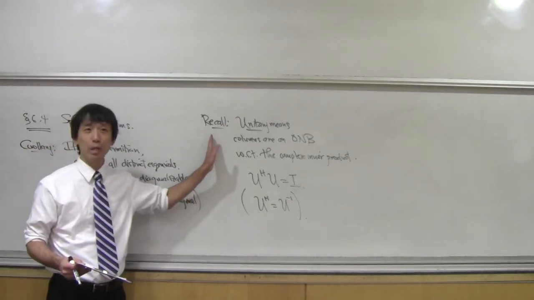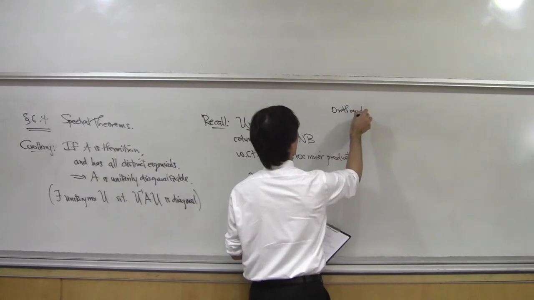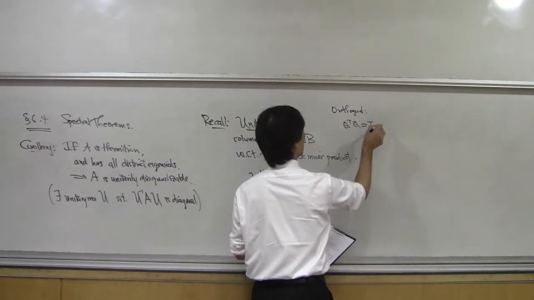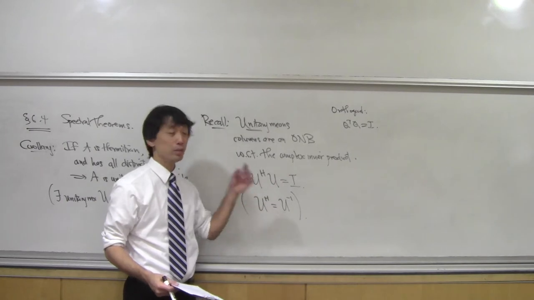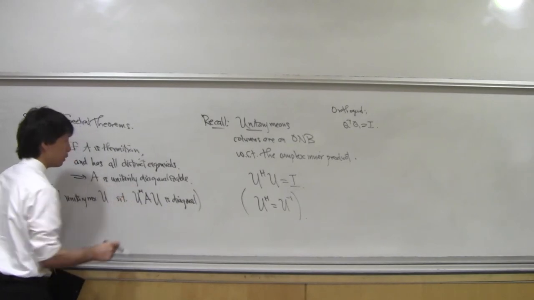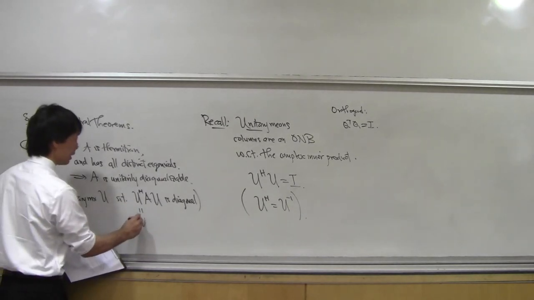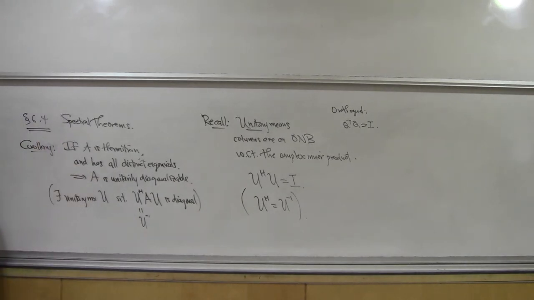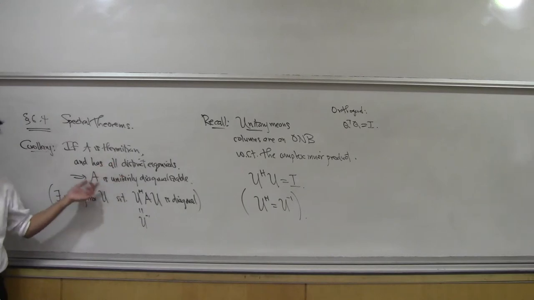Just like remember the orthogonal matrices? Orthogonal matrices meant that Q transpose Q was the identity matrix. And now we've got these complex matrices. The conjugate transpose is the inverse matrix. So U^H A U is diagonal here, because U^H is the same thing as U inverse for unitary matrices. So that's where we finished up. If A is a Hermitian matrix and has all distinct eigenvalues, then it's unitarily diagonalizable.